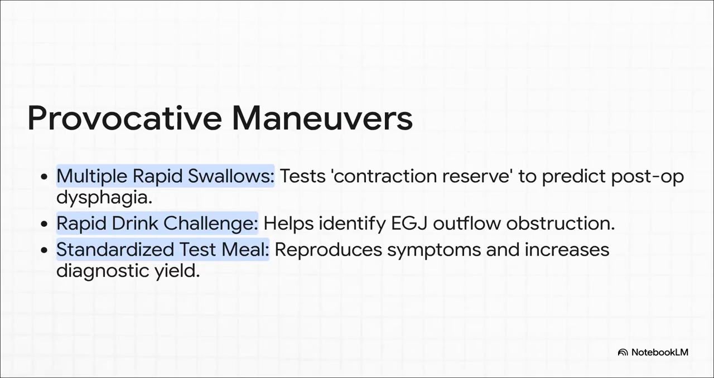And we can actually make our HRM studies even more powerful. By adding a few simple provocative maneuvers, we get so much more data. For instance, multiple rapid swallows can test something called contraction reserve, which helps us predict who might get dysphagia after anti-reflux surgery. A rapid drink challenge can unmask a subtle obstruction at the bottom of the esophagus, and giving a test meal can actually reproduce the patient's symptoms right there in the lab, which can really boost your diagnostic yield.